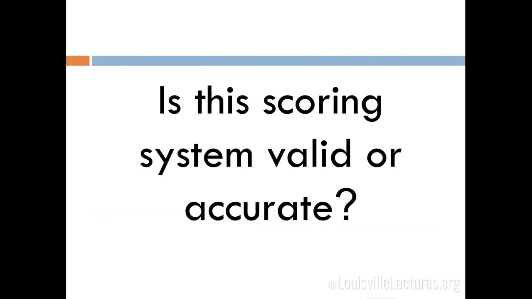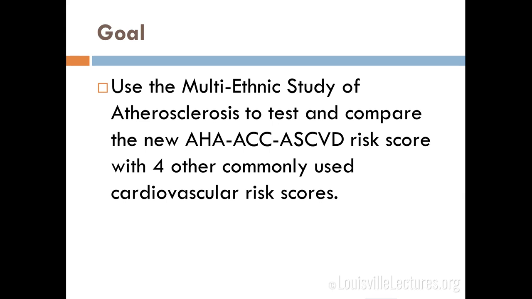So we wanted to ask a pretty simple question, which is: is the scoring system valid and accurate? When any new diagnostic or even therapeutic comes out, it gets compared to what we're currently using in clinical practice. And here's where I feel the new guidelines fell short. There was really no comparison to the risk scores that were currently in use, whether it be the Framingham risk score or the Reynolds risk score. So myself and several people I've had the privilege of working with in MESA set out to use the Multi-Ethnic Study of Atherosclerosis to test and compare the new risk score with 4 other commonly used cardiovascular risk scoring systems.